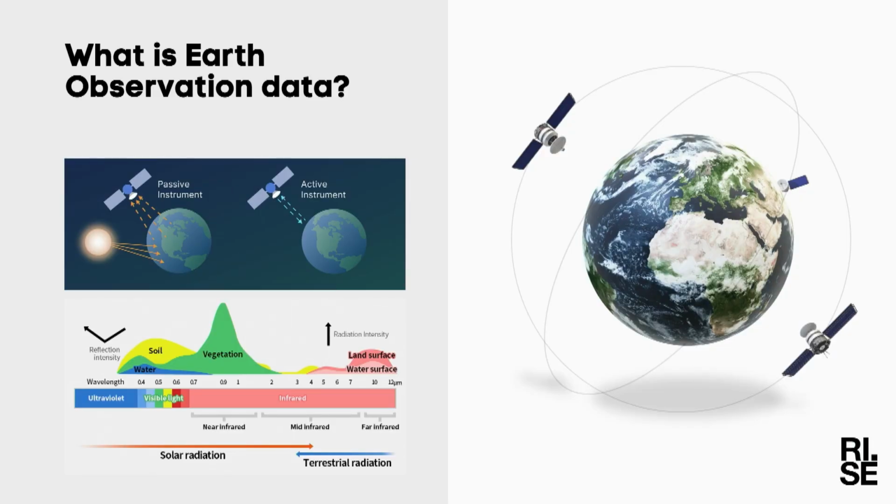By studying a fairly large portion of the electromagnetic spectrum, so light that goes from ultraviolet to infrared, we are able to record a lot of information about soil, water, vegetation, land surface, water surface, and basically everything that is on Earth. So we can study a lot of different things if we look at this data.